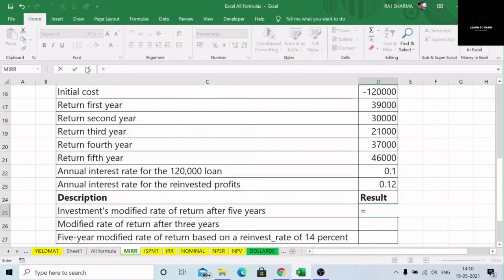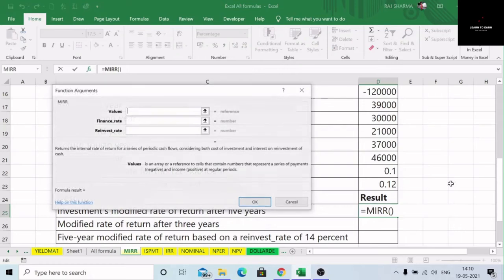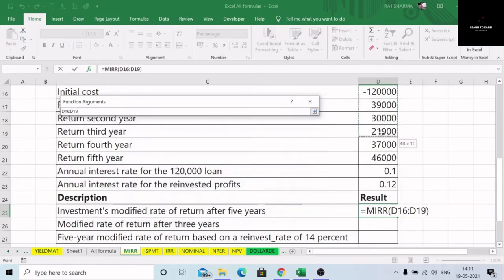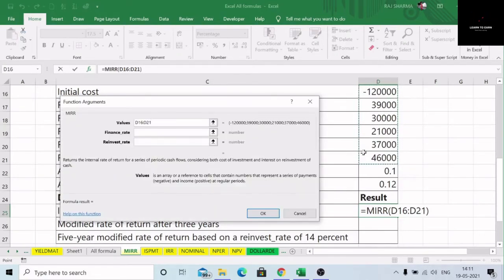So go to the FX tab, select the MIRR formula from there and put the value. In this value column, you can see it is written: an array or reference to cells that contain numbers that represent a series of payments. Payments will be negative and income has to be positive. So here also, the initial investment is going out of your pocket, so it has to be taken as negative, and then the subsequent cash flows have to be taken as positive.